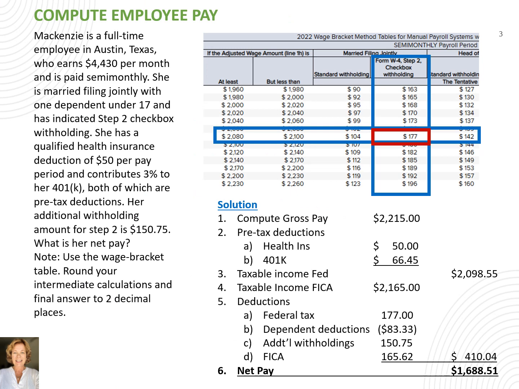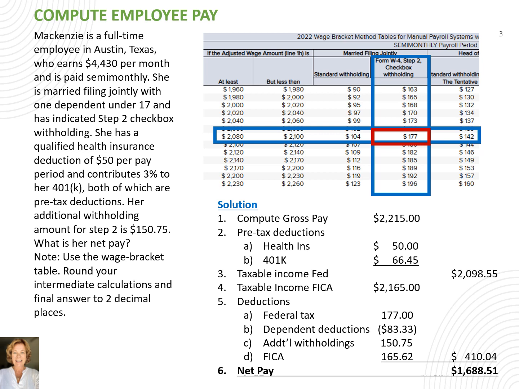Mackenzie is a full-time employee in Austin, Texas, who earns $4,430 per month and is paid semi-monthly. He's married, filing jointly with one dependent under 17, and has indicated Step 2 checkbox withholding. She has a qualified health insurance deduction of $50 per pay period and contributes 3% to her 401k, both of which are pre-tax deductions. Her additional withholding amount for Step 2 is $150.75. What is her net pay? And a note here, we need to use the wage bracket table.